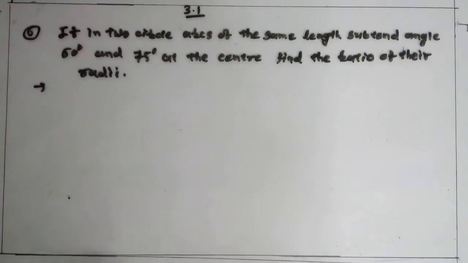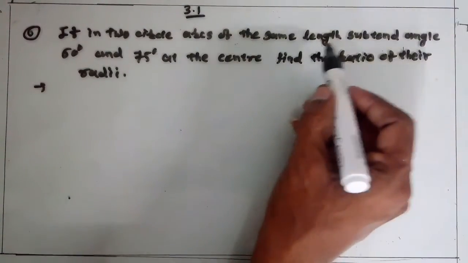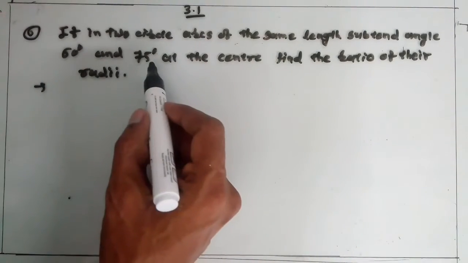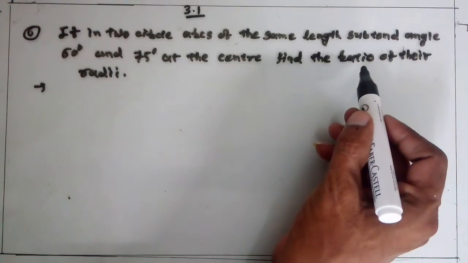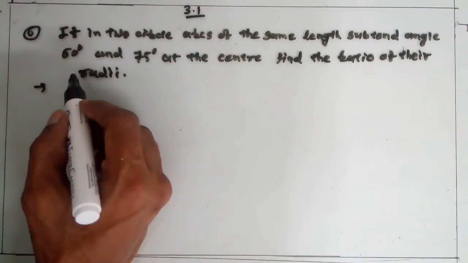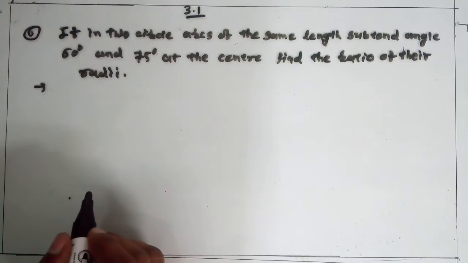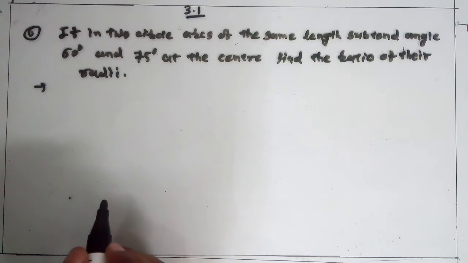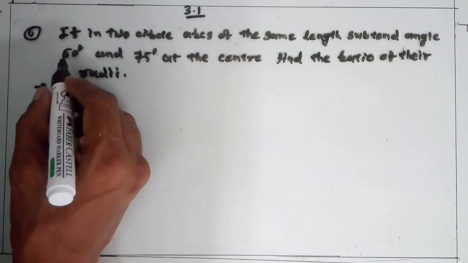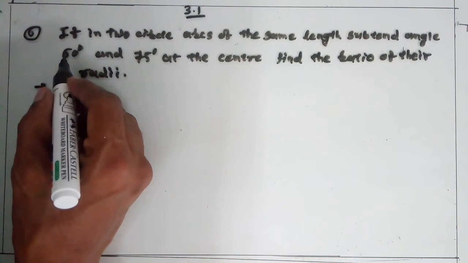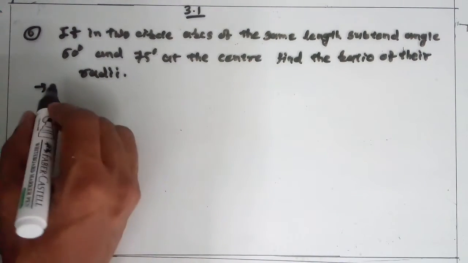Now question number 6. If in two circles, arcs of the same length subtend angles 60 degree and 75 degree at the center, find the ratio of their radii. First, suppose in the first circle the radius is R1, the length of the arc is L, and the angle subtended by this arc at the center is 60 degree, say theta 1.